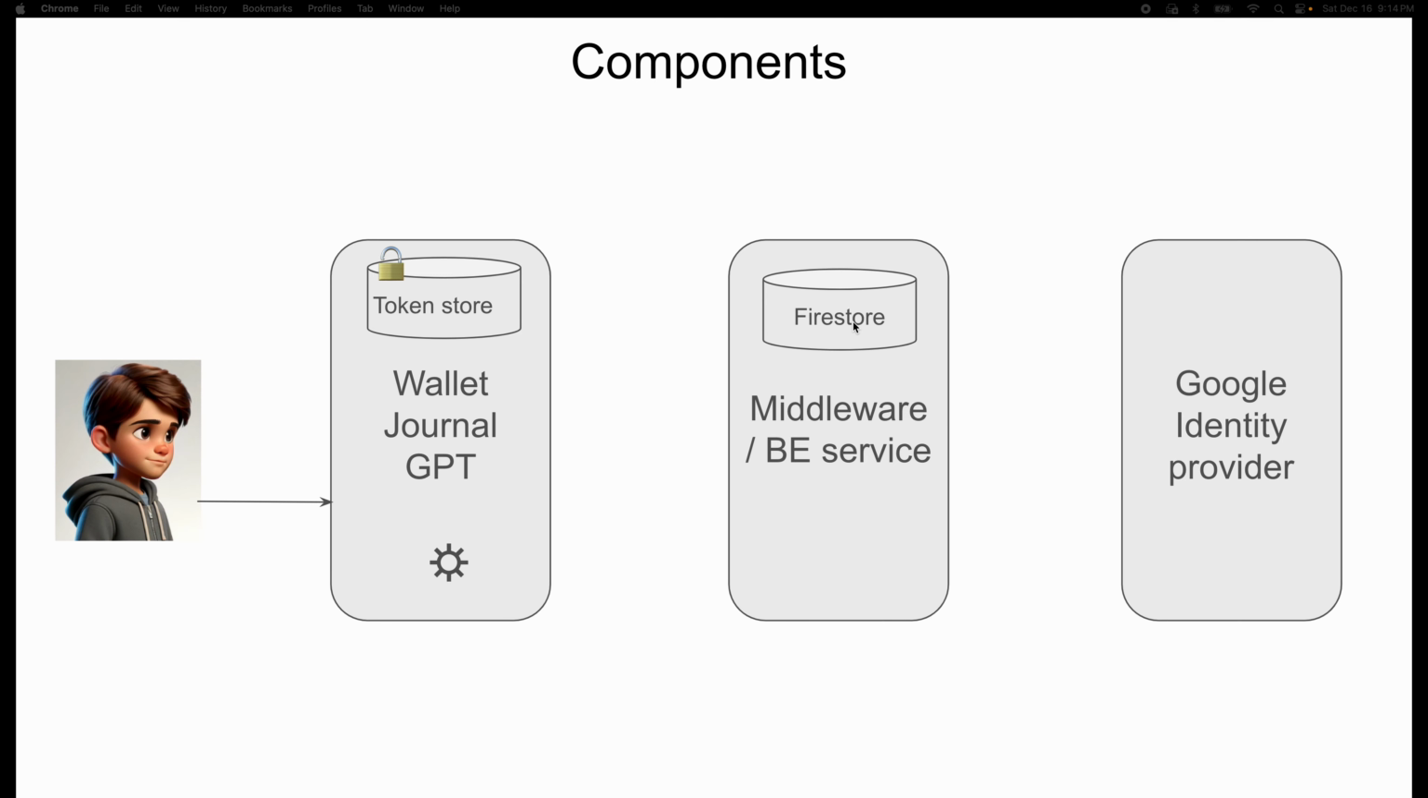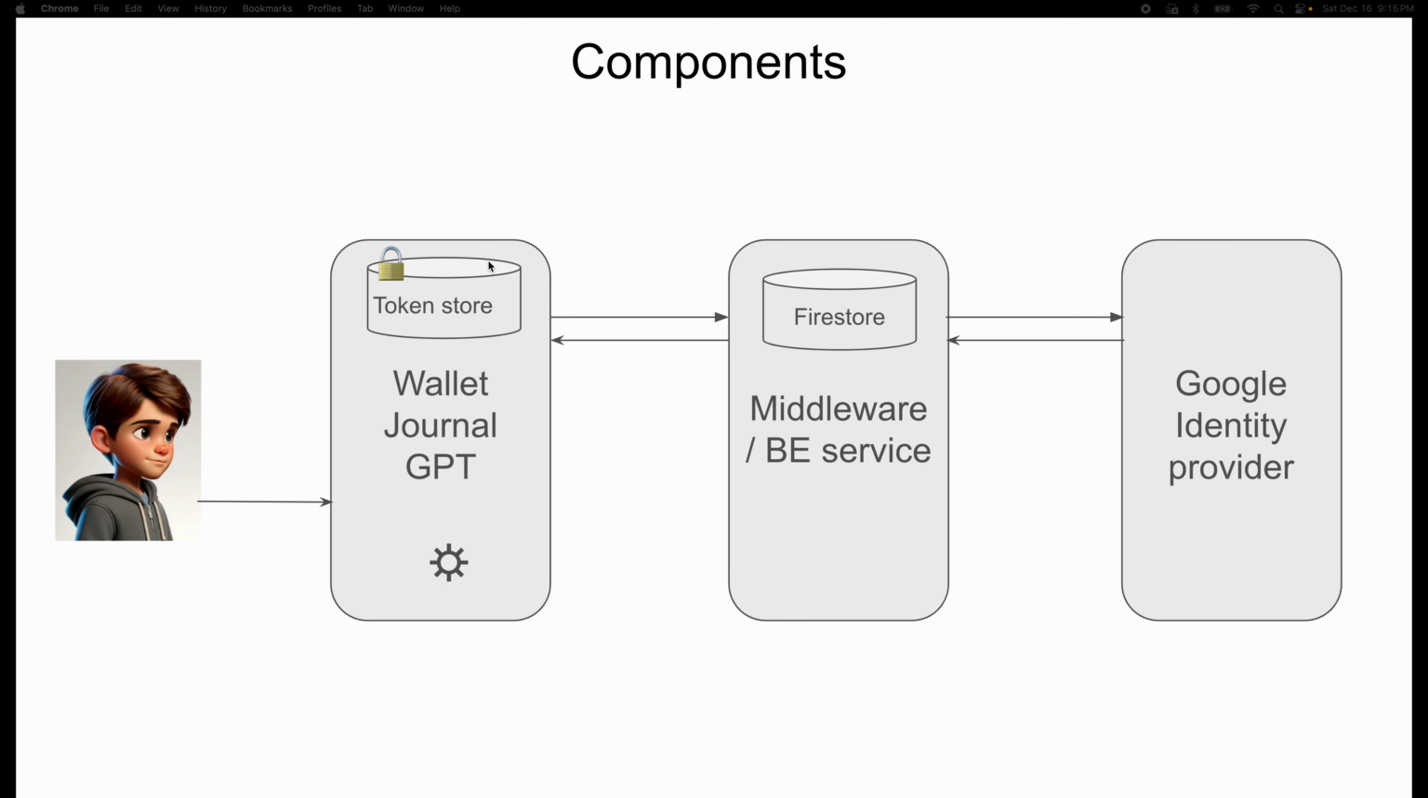So now let's see how the whole flow starts. It starts with the user asking a question like, what is the balance in my wallet? The Wallet Journal GPT converts it into an action and realizes that it doesn't have a token and needs to get one. So it initiates the OAuth 2 token exchange flow. It reaches out to our middleware, and our middleware mediates and redirects the user to Google. Google returns the access tokens to us, and we redirect them back to the GPT, and the tokens are stored in the token store.